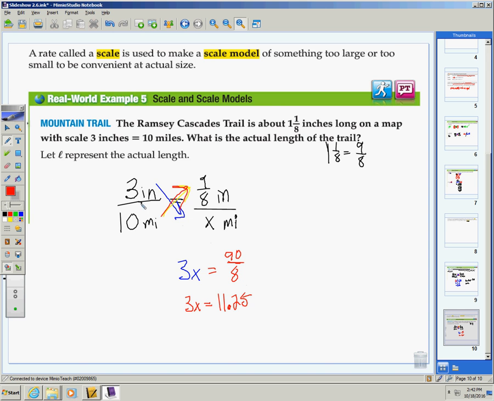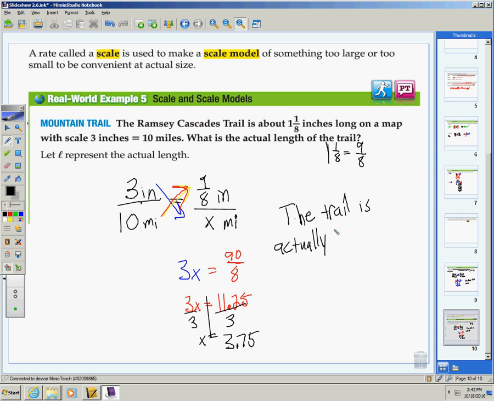And now I'm just going to divide each side by 3. x will equal 3.75. So how many miles is it? Actually, the trail is actually 3.75 miles long.